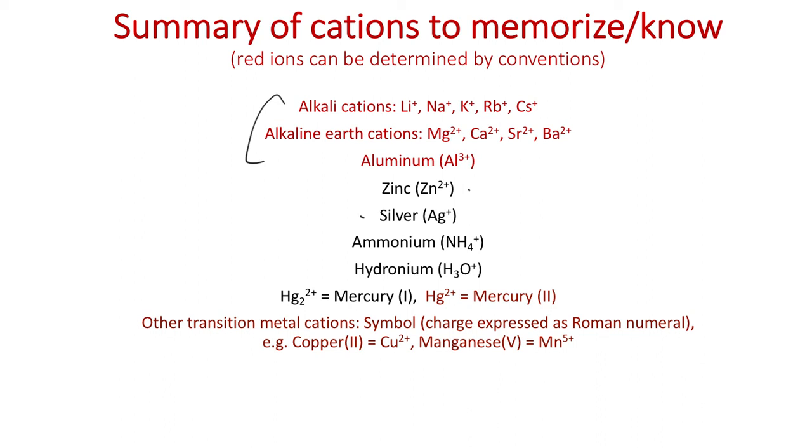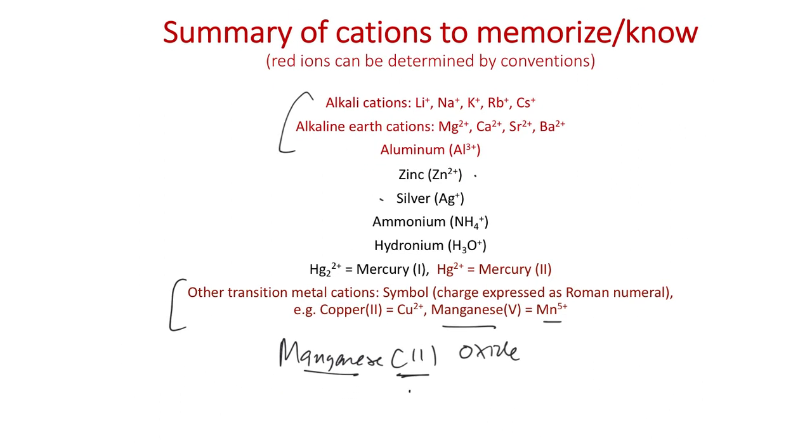Okay, and then all other transition metals will use a charge system where we use a Roman numeral. So manganese 5 would be manganese with a plus 5 charge. If we're going to give you a manganese compound name to have you write the formula, I might say, well, what's the formula of manganese 2 oxide? Manganese 2 would imply that the charge on manganese is plus 2. So that would imply Mn2+, which would just pair up with O2- for MnO.